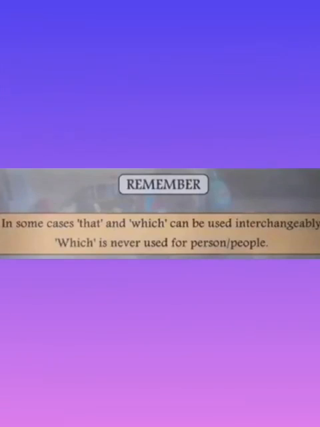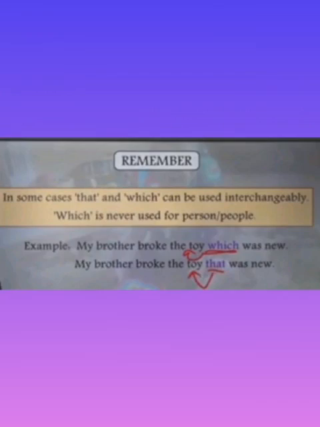Now remember, in some cases that and which can be used interchangeably. Which is never used for person or people. For example, my brother broke the toy which was new. My brother broke the toy that was new. Here which and that both refer to the thing, the toy. So here use of which and that both are correct.